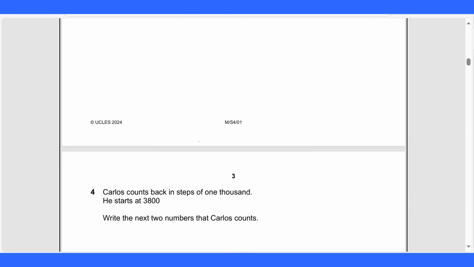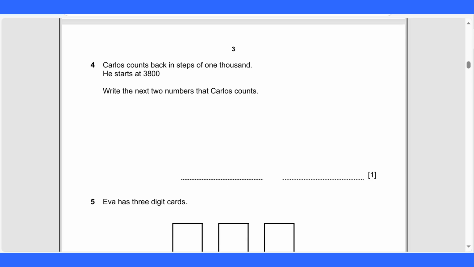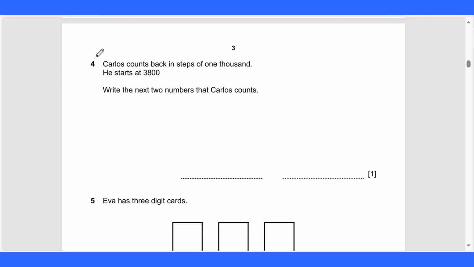Next, guys, now we are in number 4. Colors counts back in steps of 1000. He starts at 3800. Write the next 2 numbers that Colors counts.